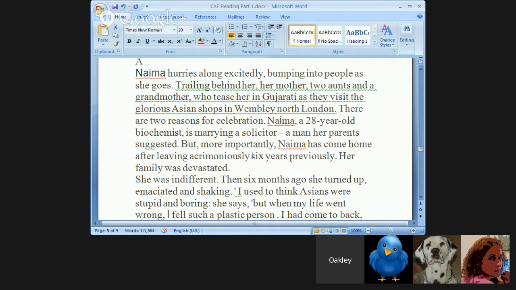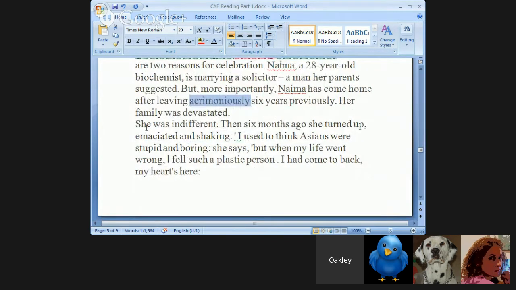All right, let's see if we can do this in the next 10 minutes. Maybe a tough one here. Okay, Nema, blah, blah, blah. Okay, she's trailing behind her. It's the start of a story, and there she is in London. That's really all we care about. Two reasons for celebration. She's getting married. More importantly, she's coming home after leaving acrimoniously. You guys know what that word means. She was devastated. She was indifferent. Six months ago, she turned up emaciated and shaking.